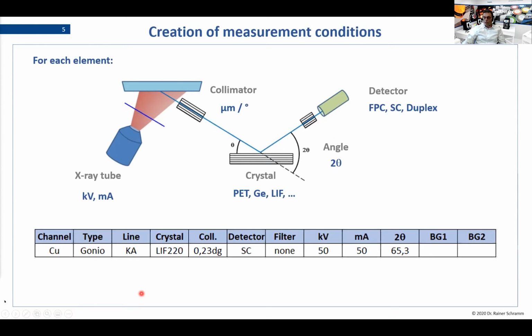So this results in a kind of a table where we have defined for an element like here copper, which line we would like to measure, for example, K alpha. Then we use a crystal, we use a corresponding collimator, a detector. In this case, we say no primary filter is used. The voltage and the milliamps for the tube are defined. And then the database gives us or proposes us a 2 theta angle for the detector crystal setting. But this is only a theoretical angle.